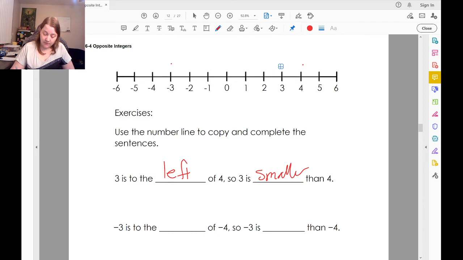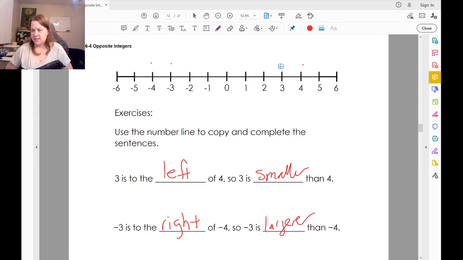Negative 3 is to the right of negative 4. So negative 3 is larger. That says larger than negative 4. So basically, anything that's to the right is bigger, anything that's to the left is smaller.